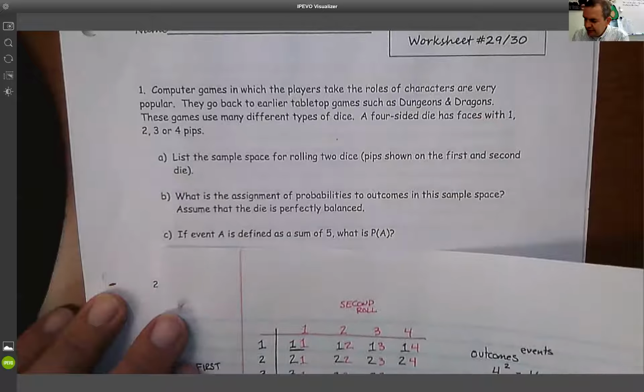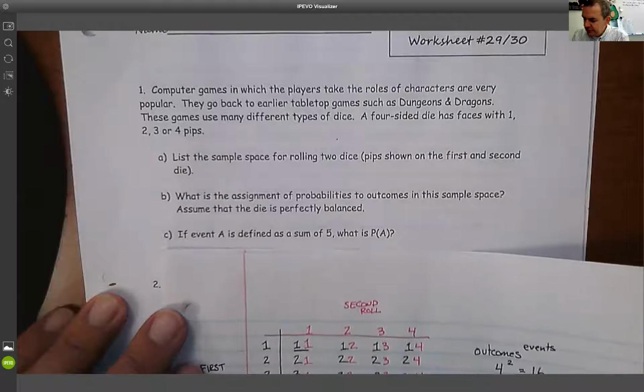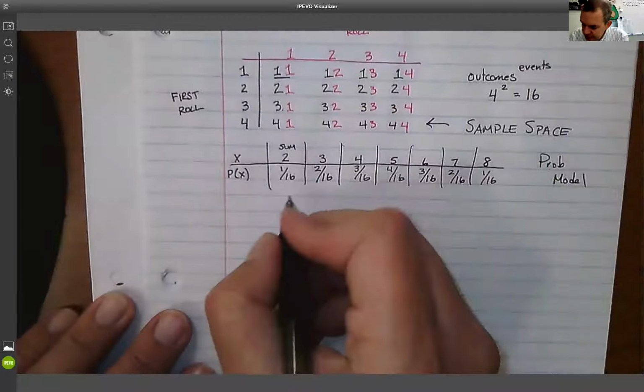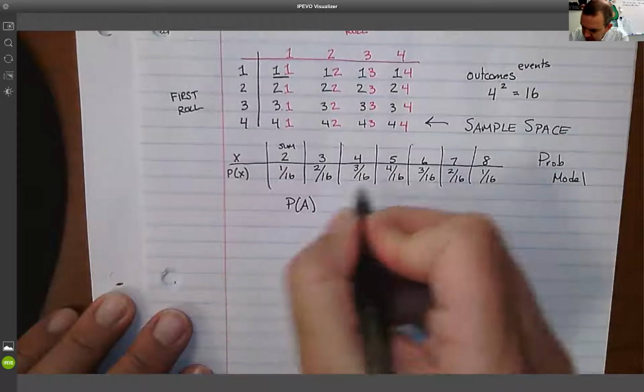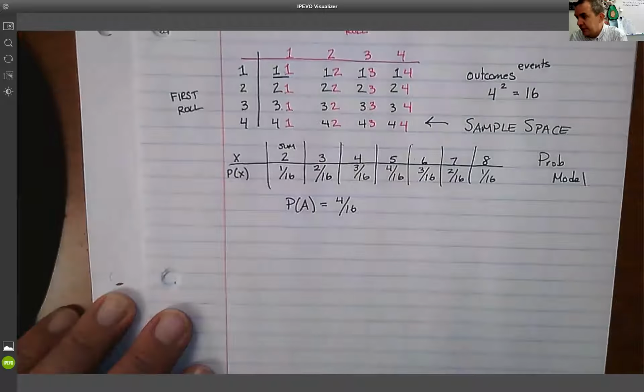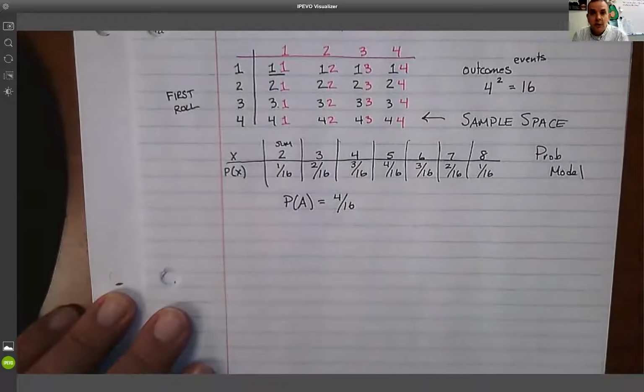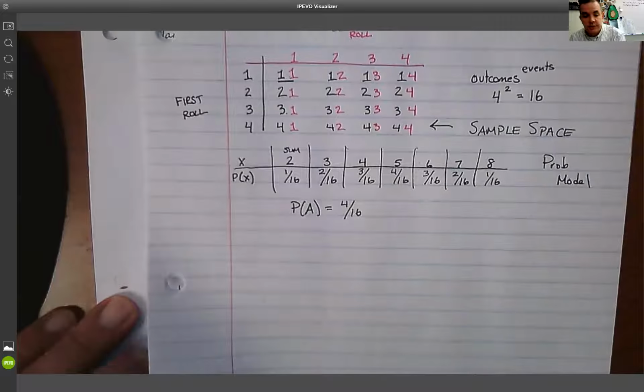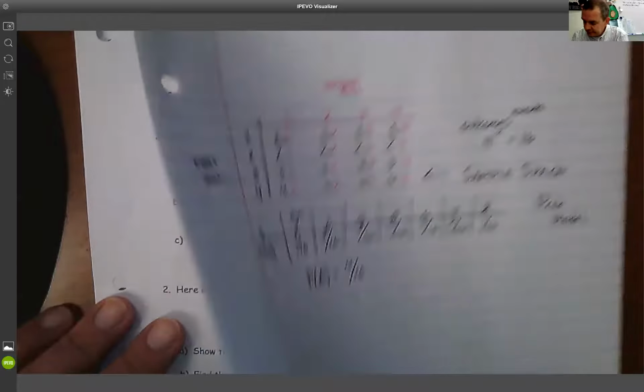Look at the next question. Next question says, if the event A is defined as a sum of 5, what is the probability of A? In this case, the probability of A would be that 4 out of 16. And again, 4 out of 16 is fine. We're not going to turn it into 1/4. We're not going to turn it into 0.25. We're just going to leave it as 4 out of 16.